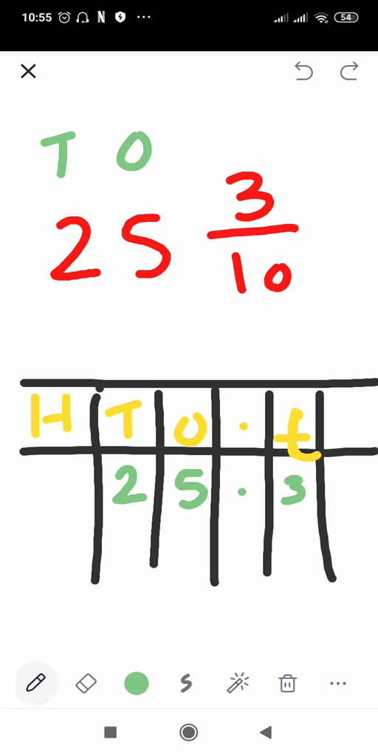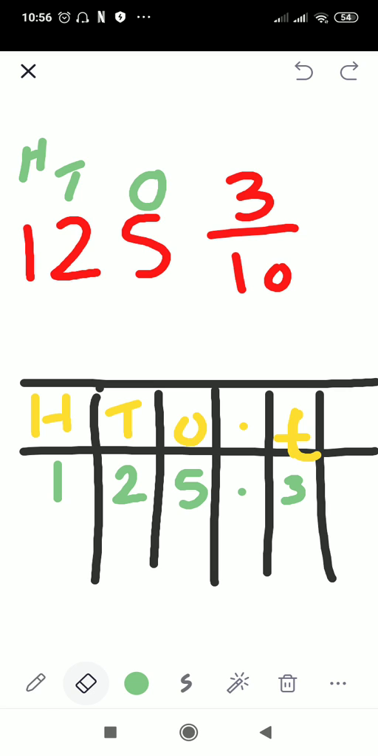Now let's see another example here. Suppose I write here 125 and 3/10. For this, you're going to write the hundreds too. The 1 stands for hundreds, 2 stands for tens, and 5 stands for ones. So in the hundreds column you can write down 1, since there is 100 only.